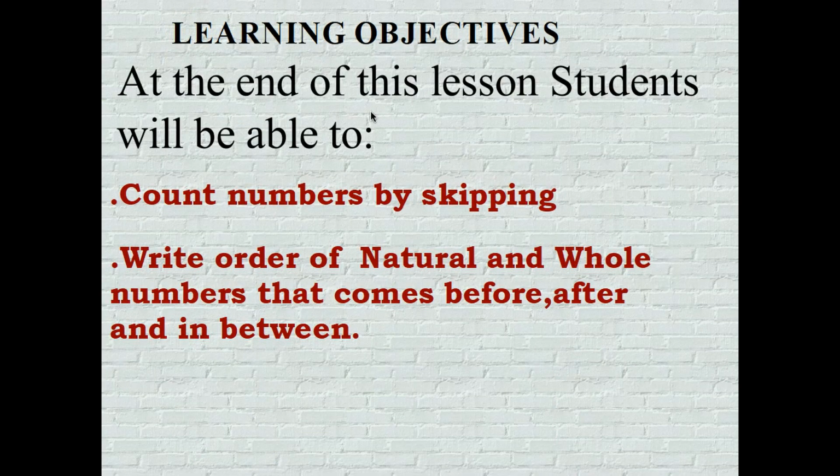Before we start, let's see the objectives in this lesson. At the end of this, you'll be able to count numbers by skipping. It can be by 2, by 3, by 5, by 10, and so on. And you write order of natural and whole numbers that come before, after, and in between.